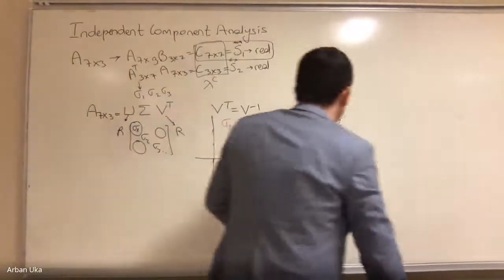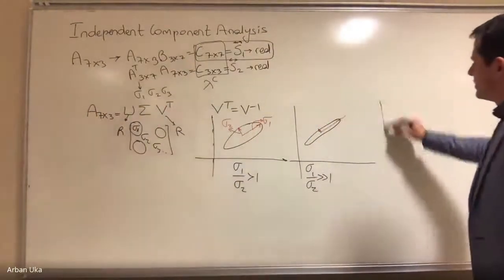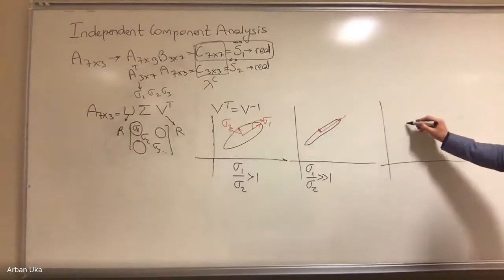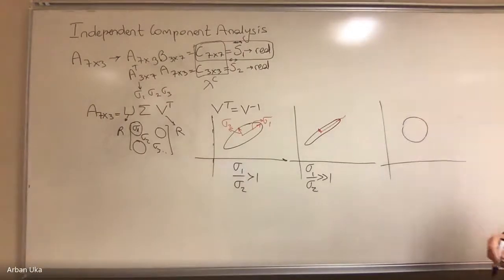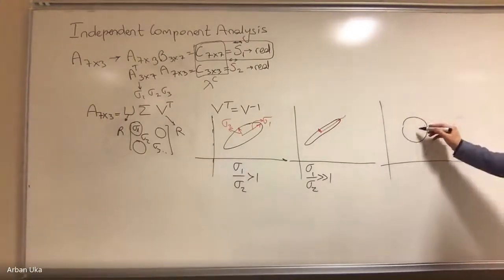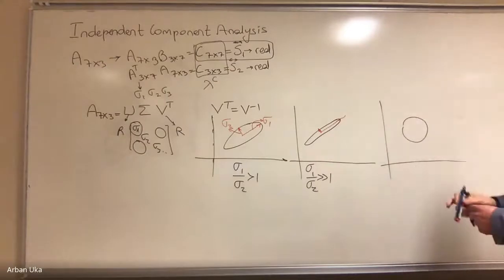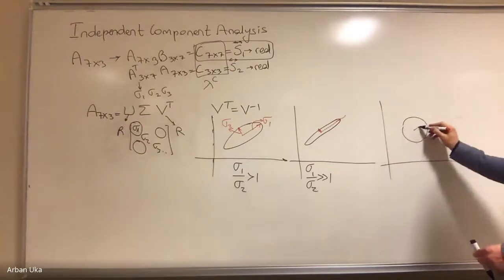But now we have a problem. If we have a new data set where the spread of the data is like this, it is so random that we cannot easily distinguish two major axes to represent the data.